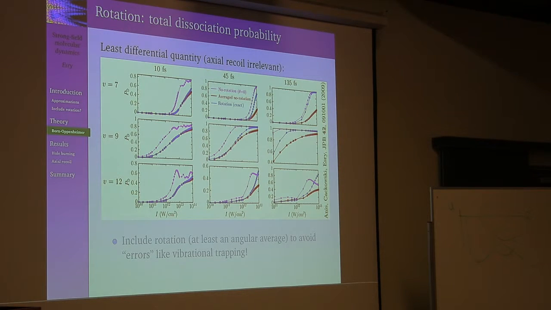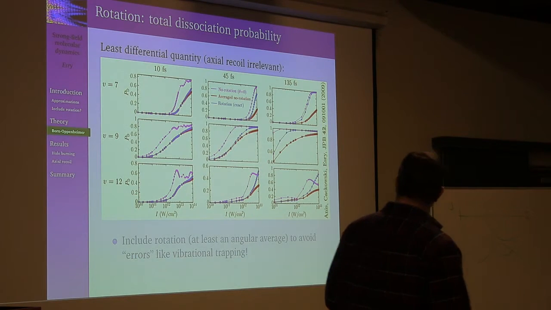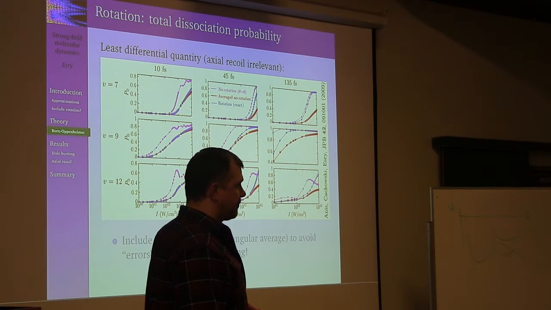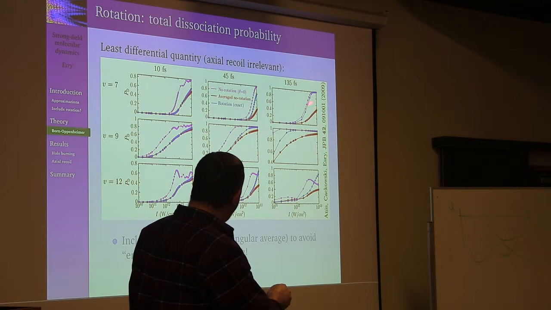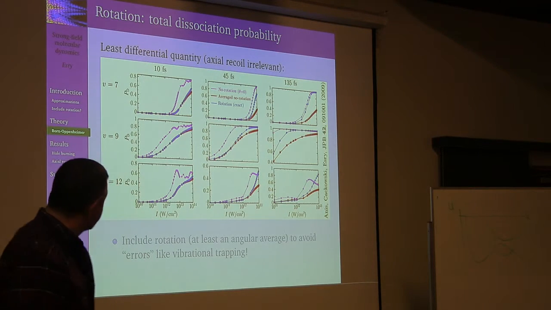Okay? Yeah? Can you comment on why the pink is good? Because that would seem to be worse if it's rotating than the averaging over it. Why is the pink one close to the blue?